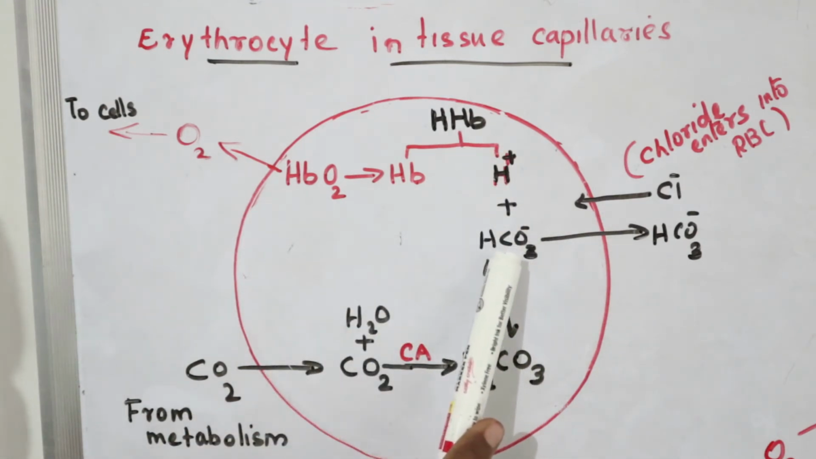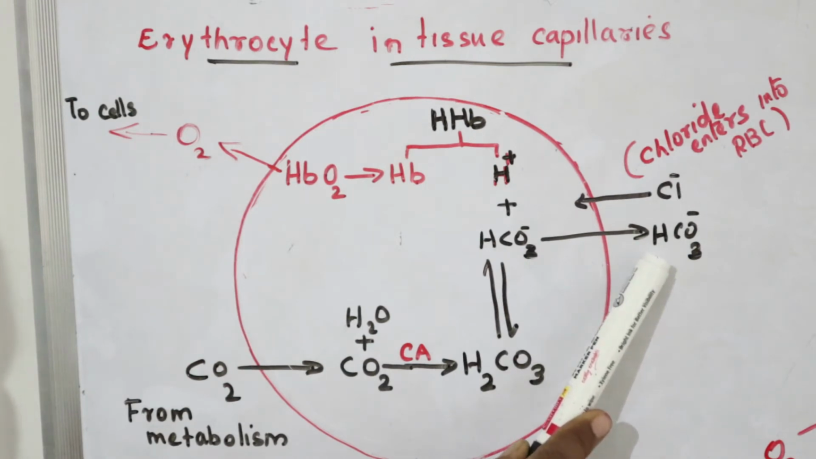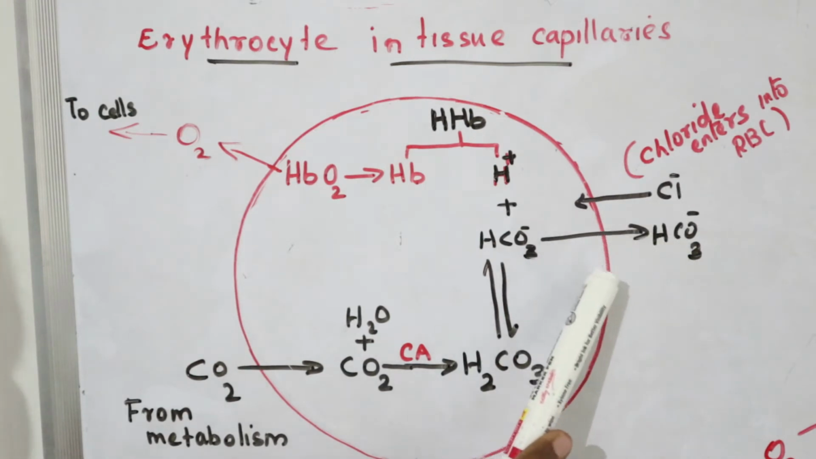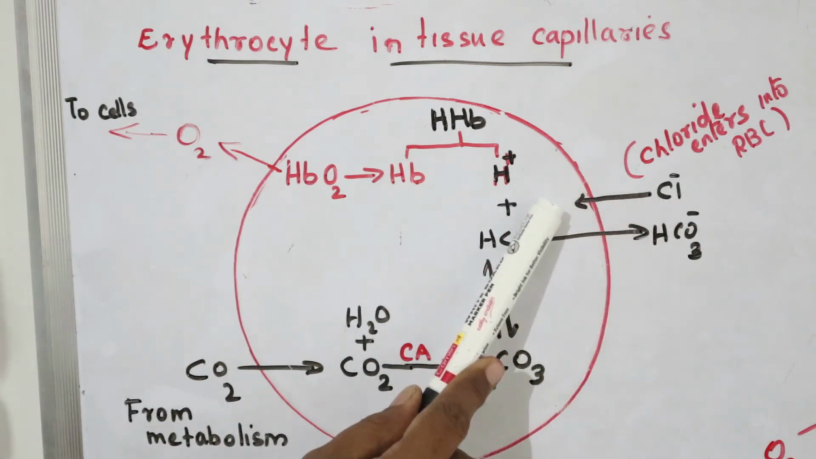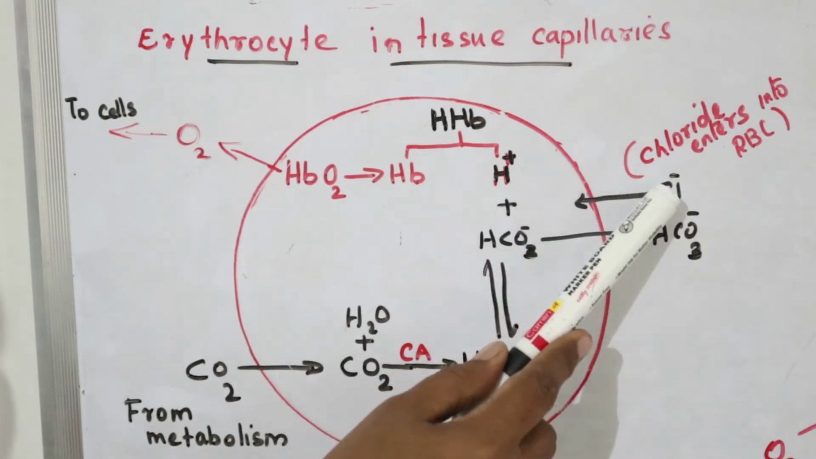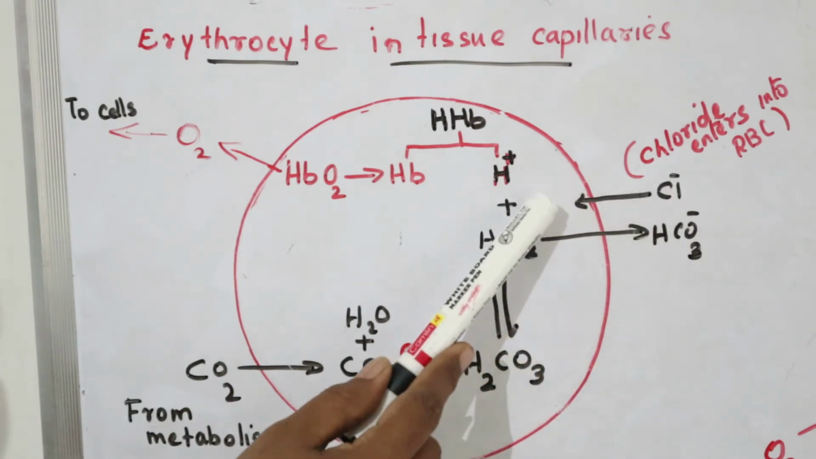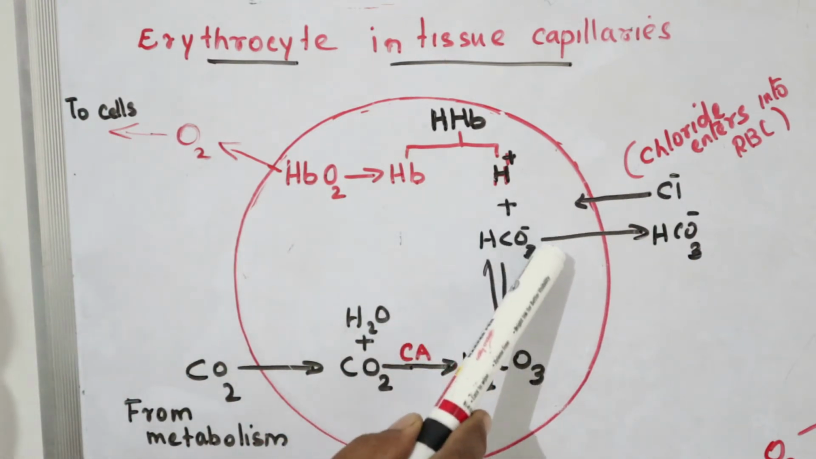And this bicarbonate formed then diffuses into plasma. So in order to maintain electrical neutrality, chloride ions shift into the RBC. And this is known as chloride shift. Here the chloride ions enter into RBC from plasma in order to maintain this ionic equilibrium.